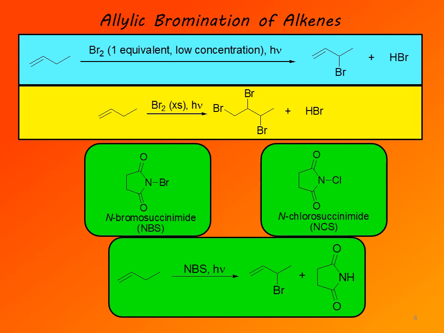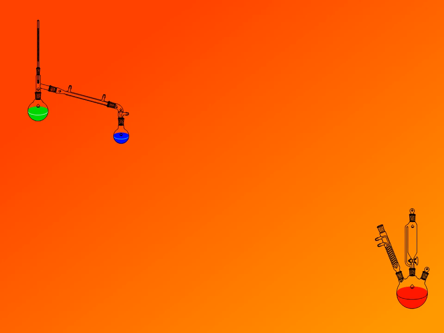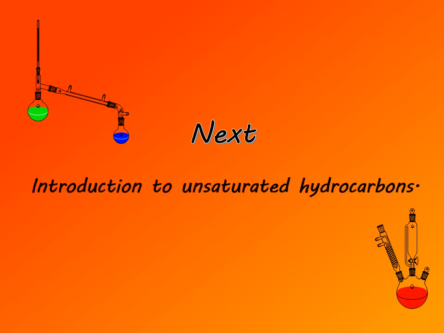In reactions, in equations, we often use abbreviations. We can use any of the three. We can use formula, name, or abbreviation, but we frequently use abbreviation. And so, as you can see in this case, reaction of 1-butene with NBS in presence of ultraviolet light gives as the only product 3-bromo-1-butene, and succinimide is undesired byproduct. We throw that away. This completes our study of free radical substitutions of alkanes. Next is introduction to unsaturated hydrocarbons.